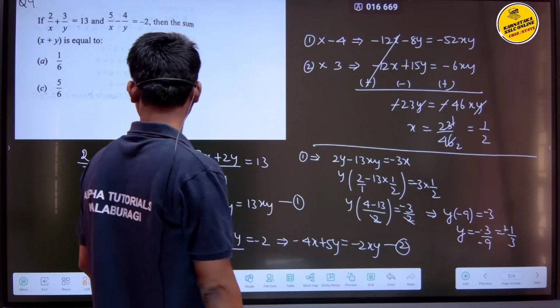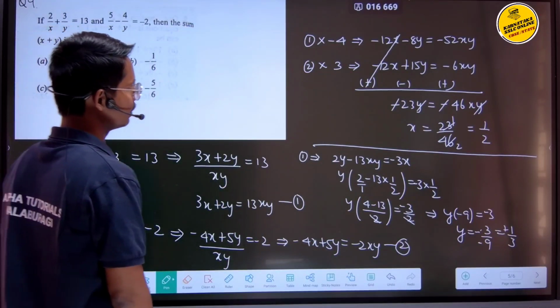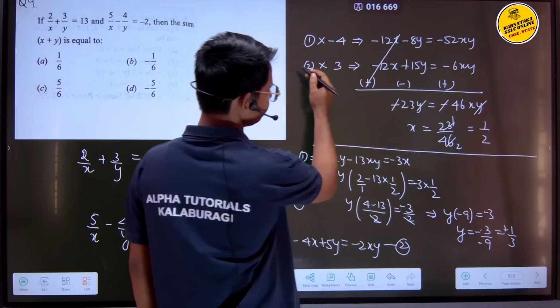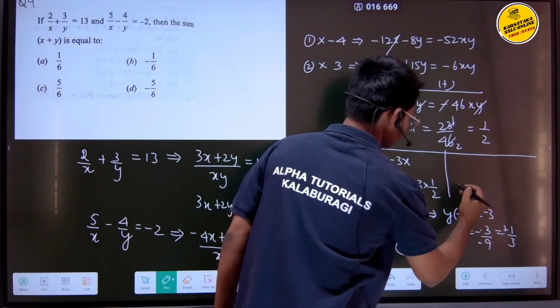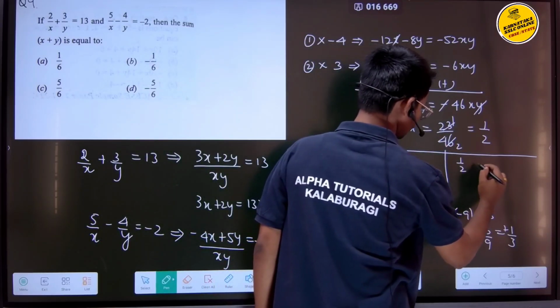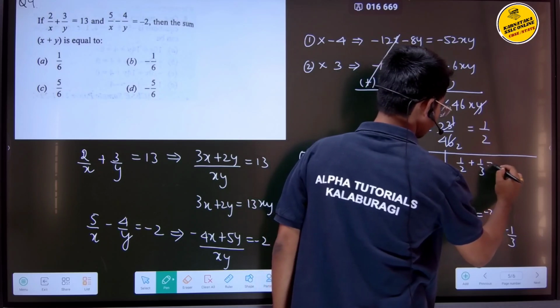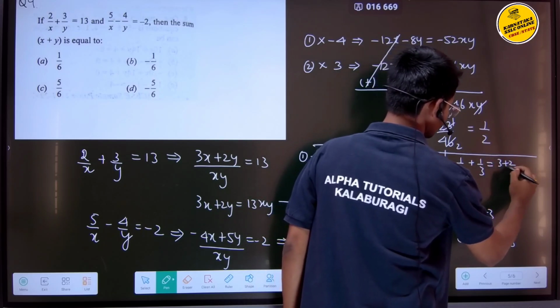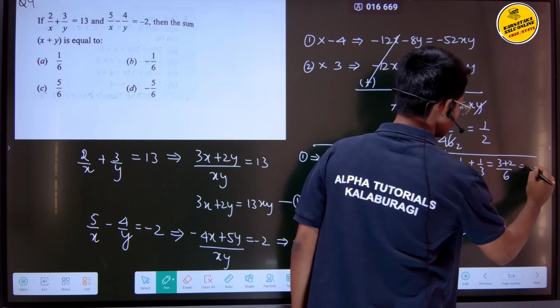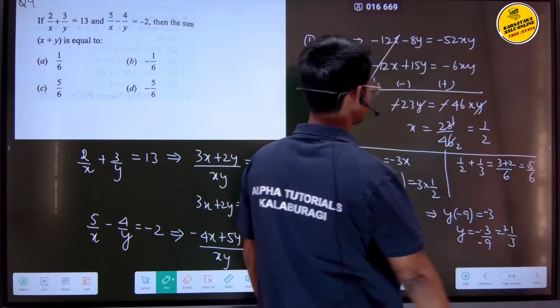Now I will add both the terms. So here I'll add 1 by 2 plus 1 by 3. Again cross multiply: 3 plus 2 by 6, so I'm getting 5 by 6.